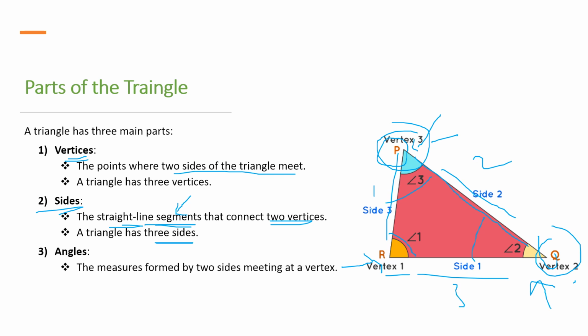So next one, the third one, is the angles. Angles are the measures formed by two sides meeting at a vertex. For example, here look at it. Side 1 and side 3 are meeting here. It is some measure. I can do some measurement here, right? How much is side 2 away from side 1, right? It measures formed by two sides meeting at a vertex, right? So now how many angles does it have? It has got 3 angles.